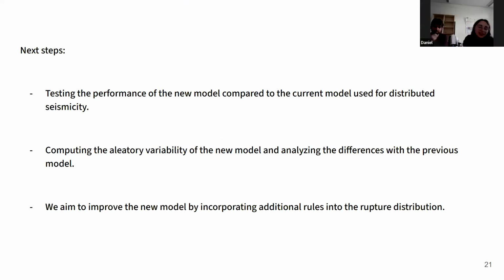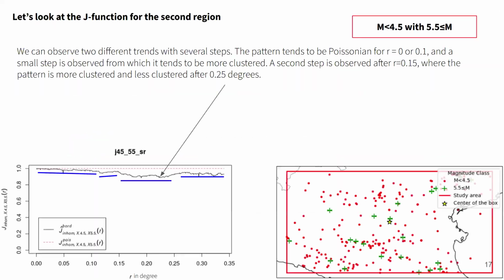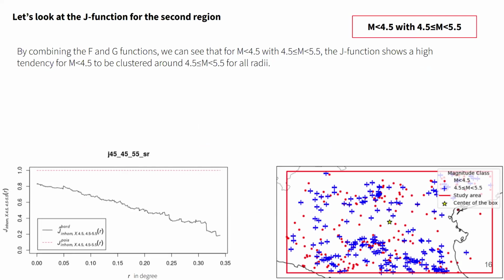Yeah, sure. I was just wondering, because there's quite a difference between the two different magnitudes that you have tried. Do you know what the reason for that is? So when I compute the J function, actually the only difference in that case is the number of earthquakes that you have and the localization.